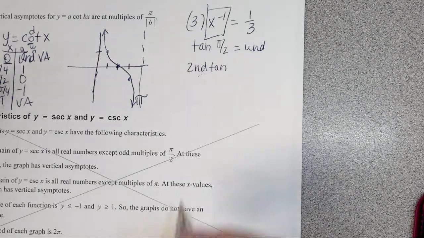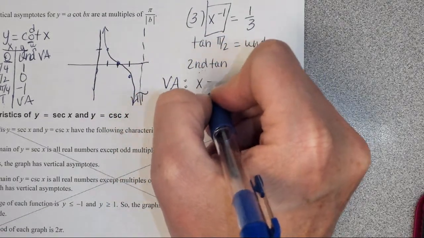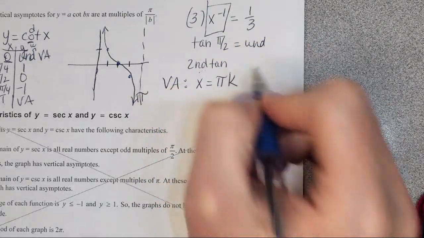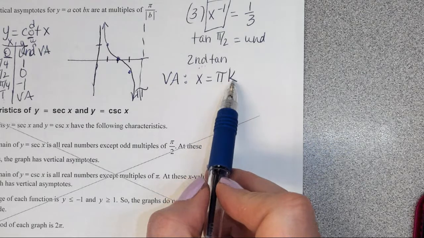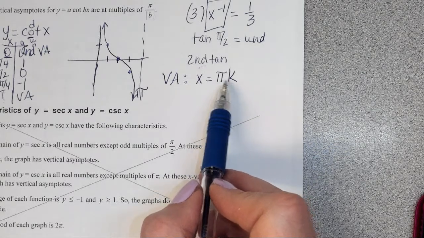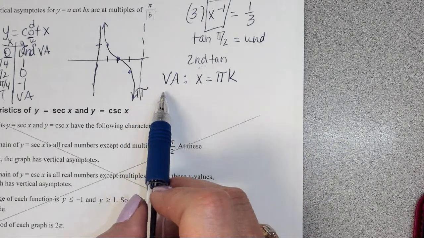Okay, so we've got that. What about our vertical asymptotes? Well, they're going to be at x equals pi k, right? They can be at -1 times pi, 0 times pi, 2 times pi, 5 times pi. That's where our vertical asymptotes are.